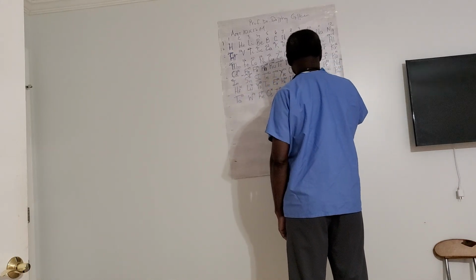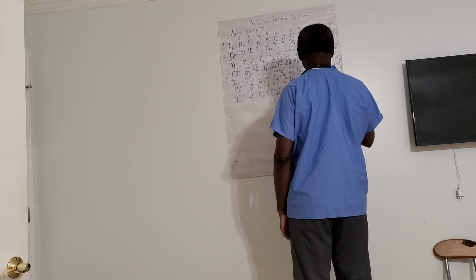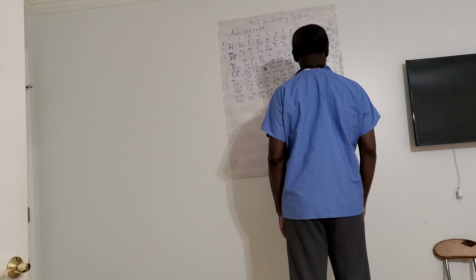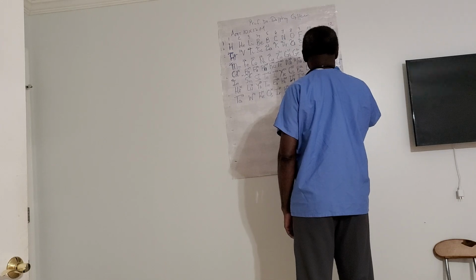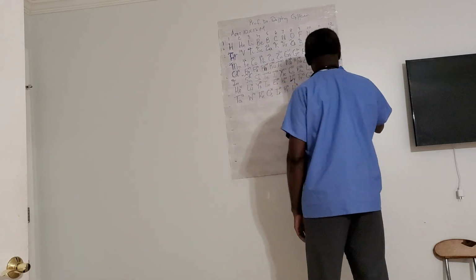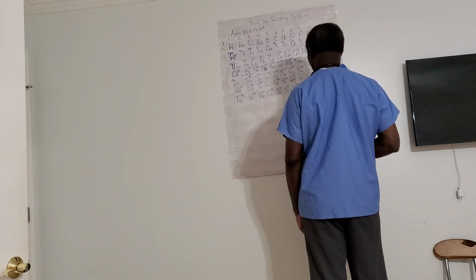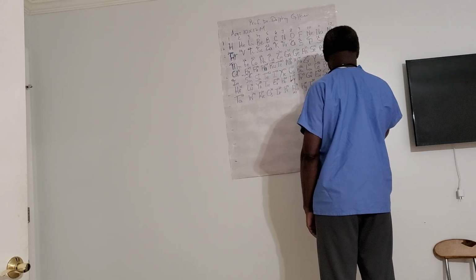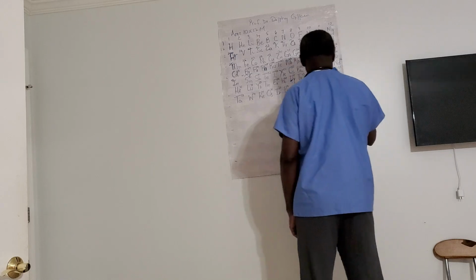80 would be mercury. 81 thallium. 82 lead. 83 bismuth. And 84 polonium. And 85 astatine. 86 would be radon. 87 would be francium.